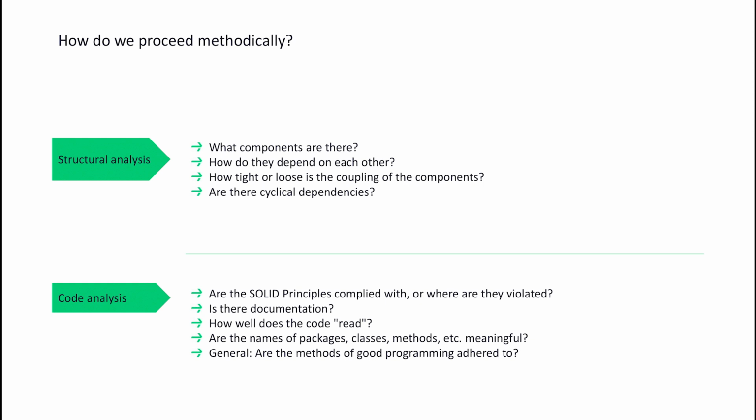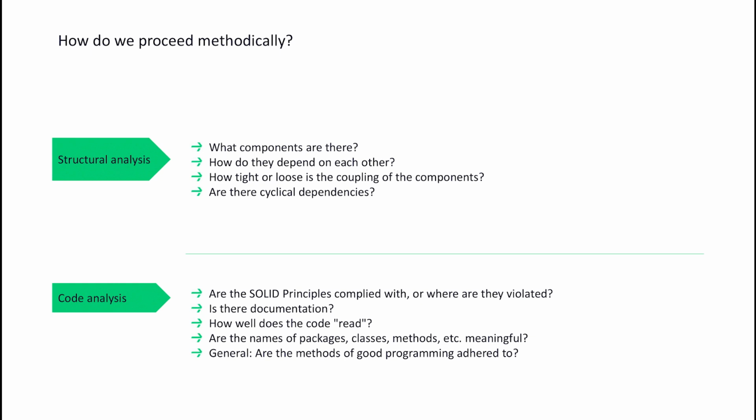The methodical procedure now consists of two steps. A structural analysis can be carried out first. To do this, we look at which components there are in the system, how they depend on each other, and how closely or loosely the components are coupled. It should also be considered whether there are cyclical dependencies.